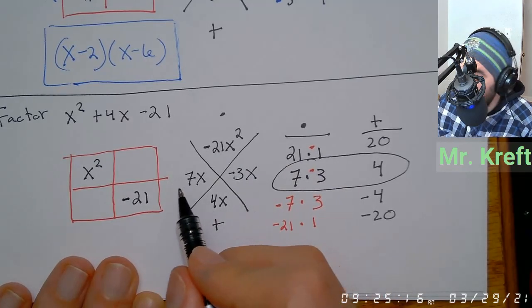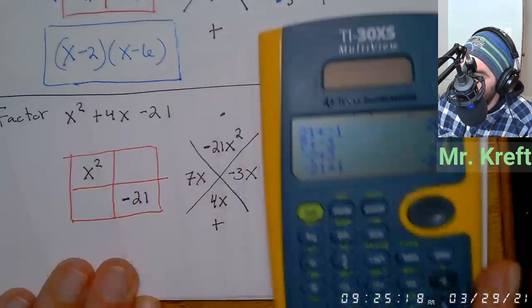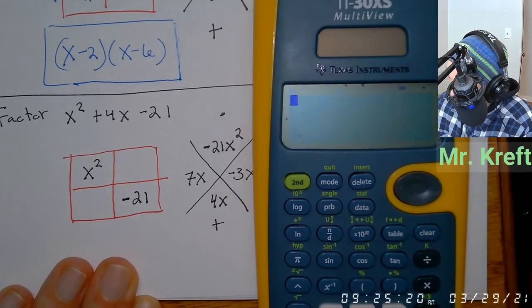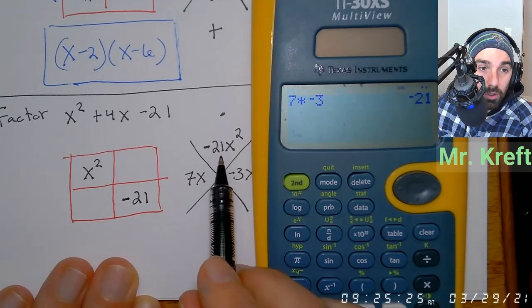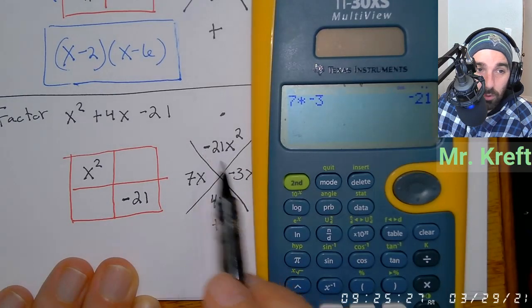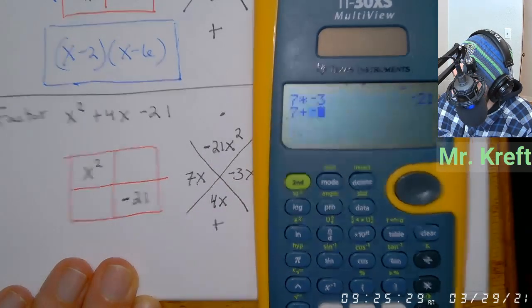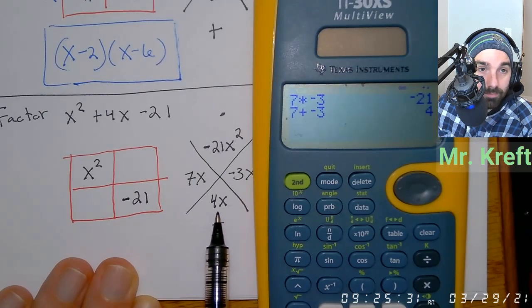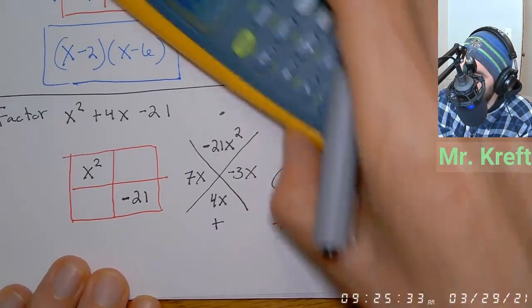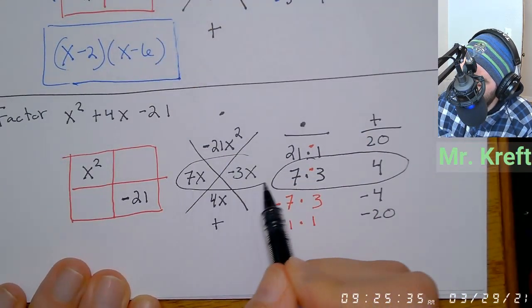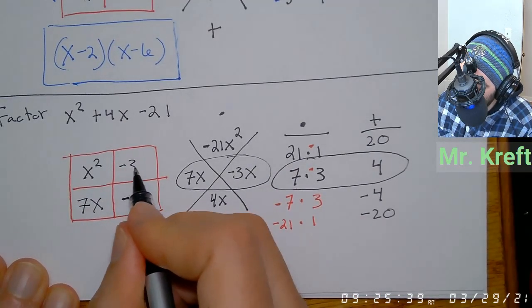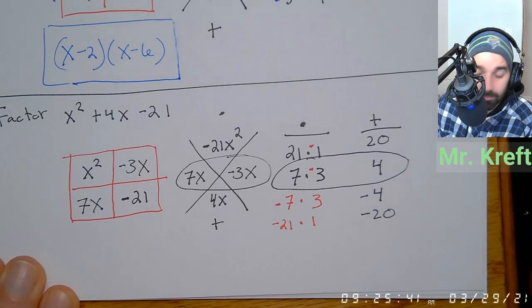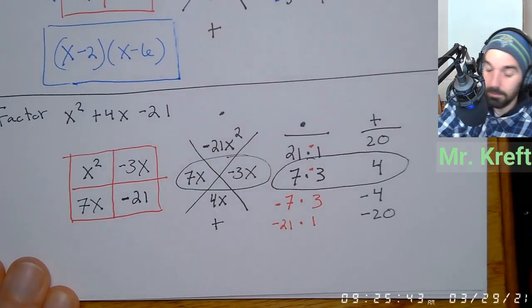When you write this down, always double check. So let's double check with the calculator. 7 times negative 3 is negative 21, so these multiply to get negative 21. And then 7 plus negative 3 equals 4. Okay, so these are good to go. I checked them. And then again, it doesn't matter where you put them in your box.